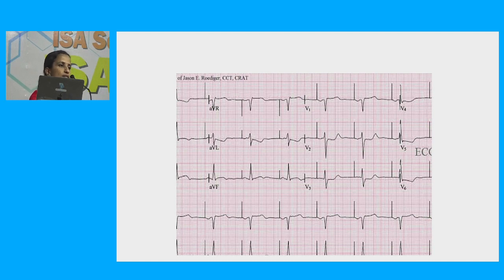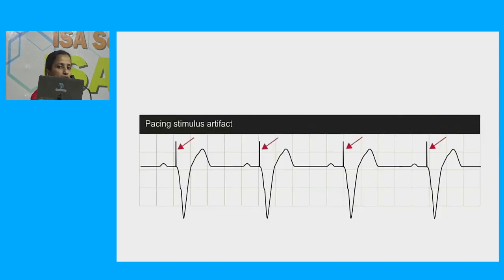Okay. So ECGs of pacing will be either atrial pacing or ventricular pacing. If the pacing spikes are before the P wave, it is atrial pacing. If it is just before the QRS, it is ventricular pacing. If it is there in both, both atria and ventricles are paced. This is ventricular pacing.